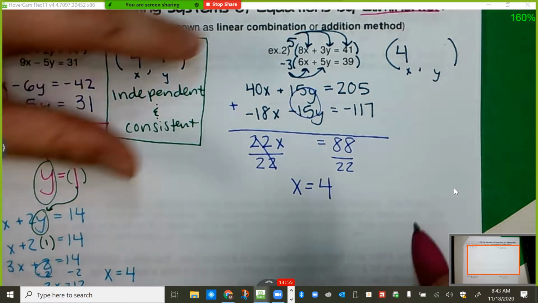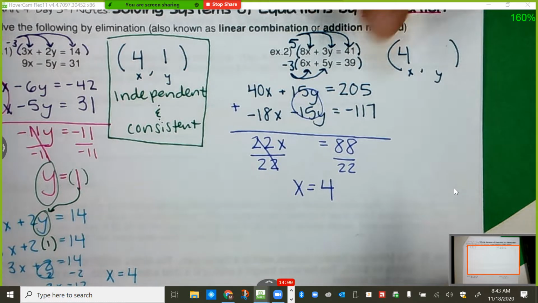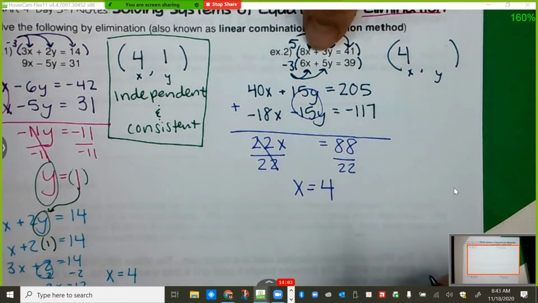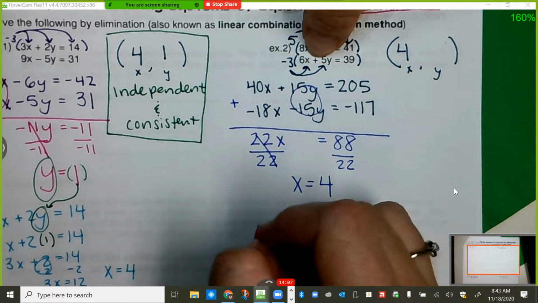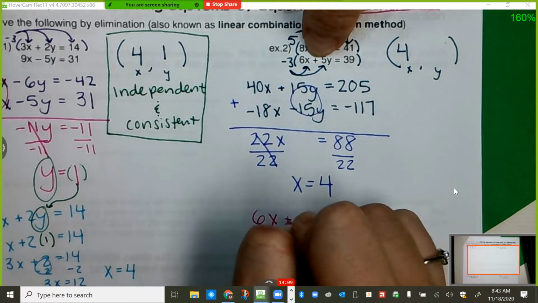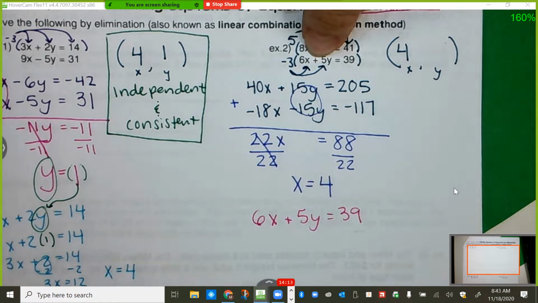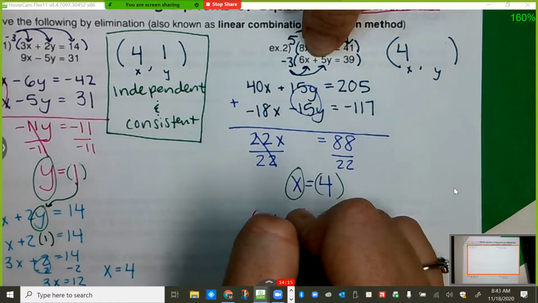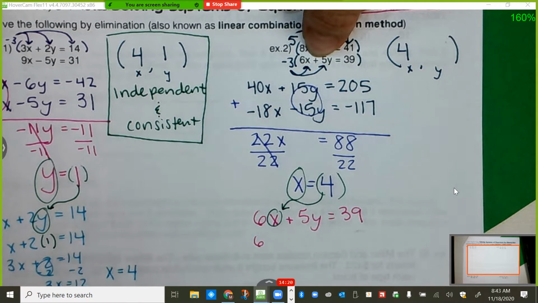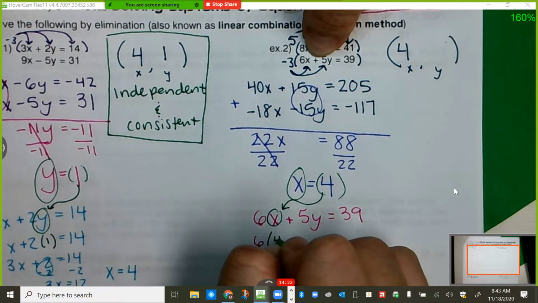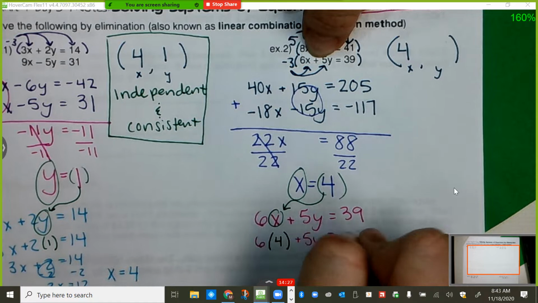Okay, doesn't matter which equation. Now, I always pick one of the originals. So I'm just going to pick the bottom one. 6x plus 5y equals 39. Because I know x is 4, I'm going to replace x with 4. So I get 6 times 4 plus 5y equals 39.